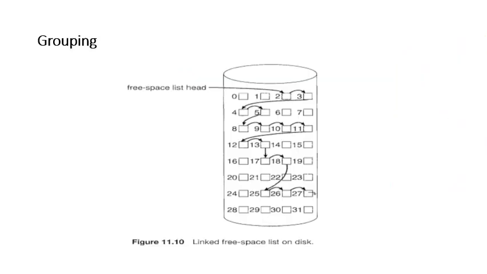Next, moving on to grouping. This approach stores the addresses of the free blocks in the first free block. The first free block stores the addresses of n free blocks. Out of these n blocks, the first n minus 1 blocks are actually free, and the last block contains the addresses of the next n free blocks.